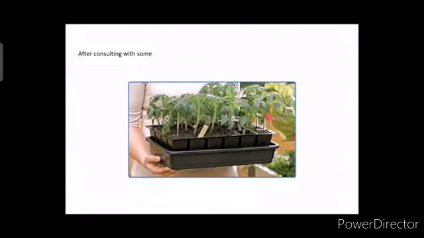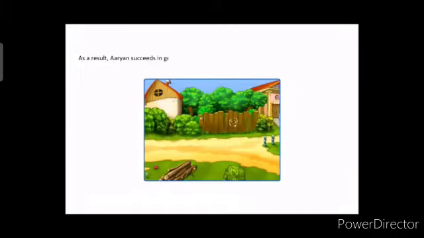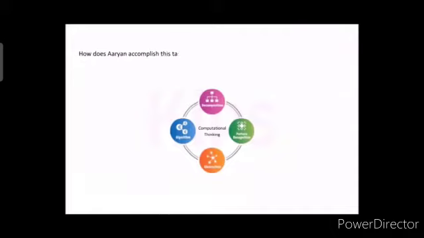After consulting with some conservation experts and online research, he concludes that seedlings can be grown at home at a lesser cost. He first breaks this massive task into smaller ones, studies each subtask individually, and works out a stepwise solution for each task. As a result, Aryan succeeds in getting 1,000 new trees planted, and his colony is now green again. How does Aryan accomplish this task successfully in spite of being new to it? He does it by using a technique called computational thinking.